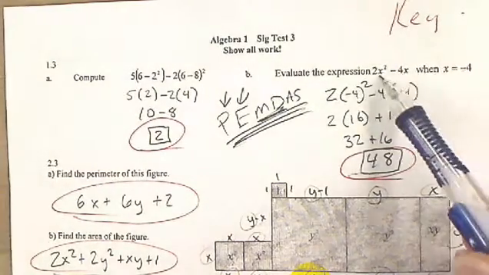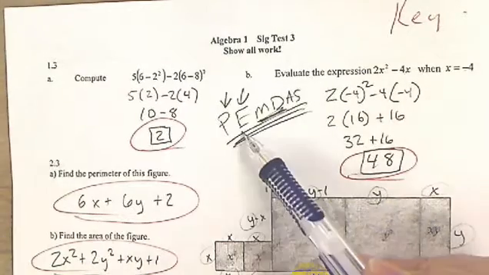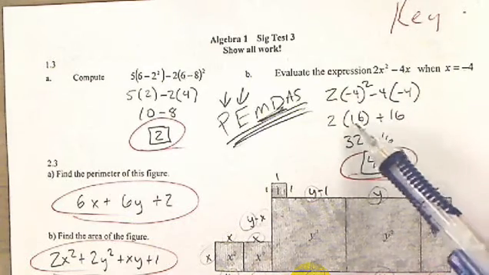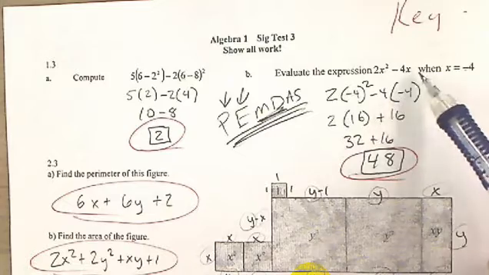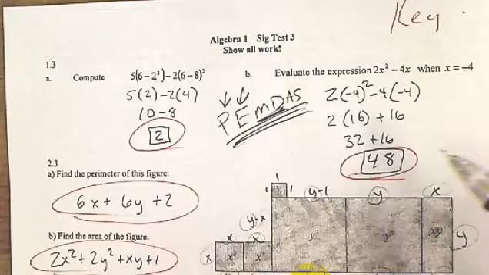Substitute in for both x's and then simplify. There's nothing to do inside the parentheses, so I go right to the exponent. Negative 4 squared is 16. And then 16 times 2 is 32. Negative 4 times negative 4 is a positive 16. Add them together, that's how you get 48.